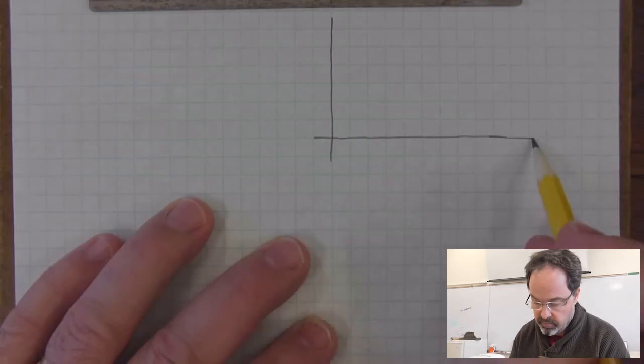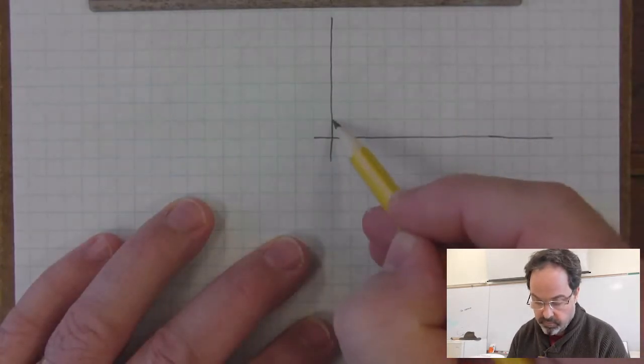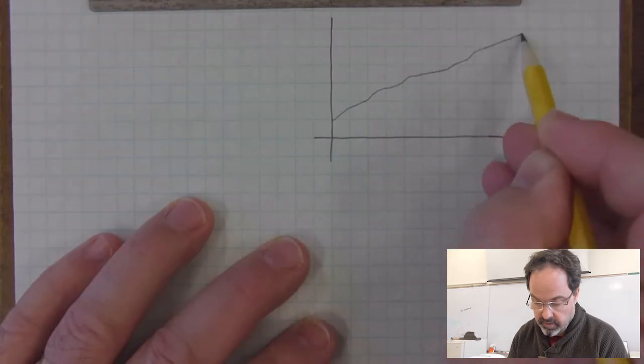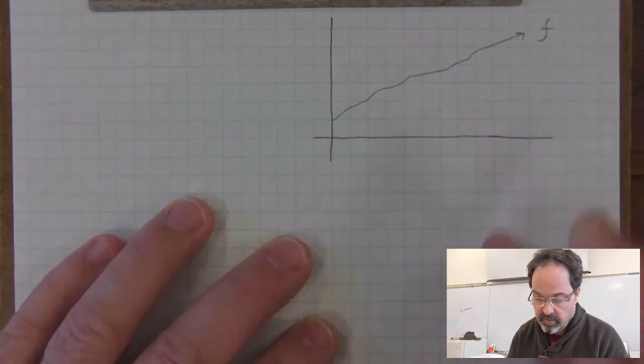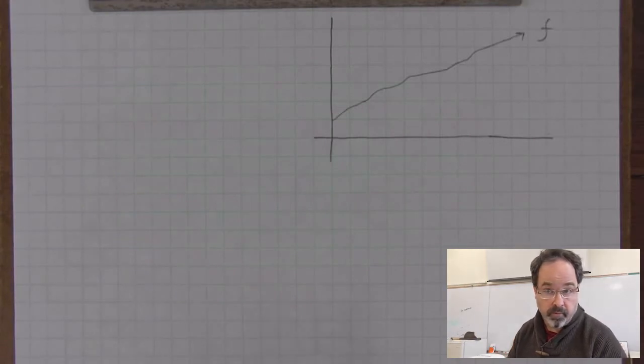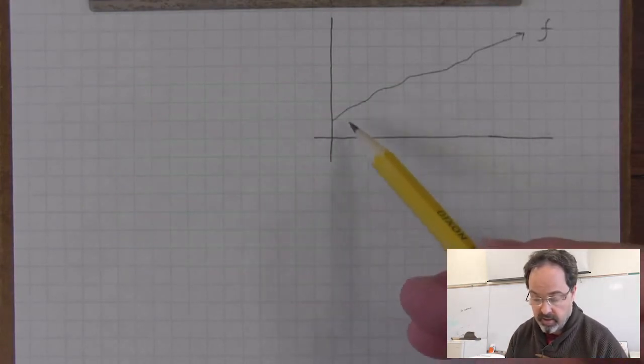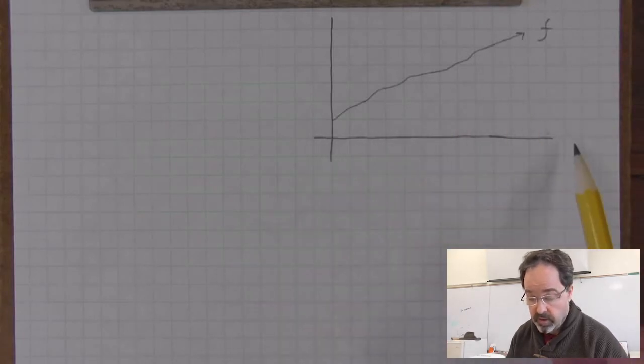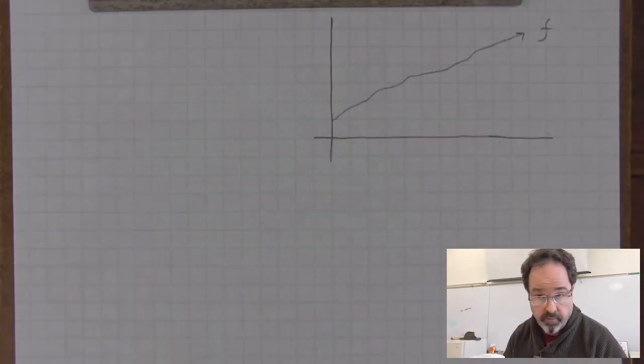Imagine that we have a function that increases. It's not necessarily linear. It could be. But the idea is that f is always getting larger. As x increases, the value of the function increases.